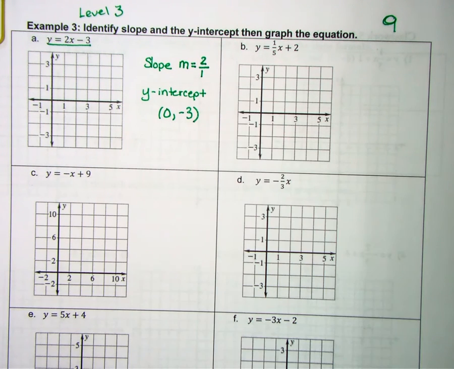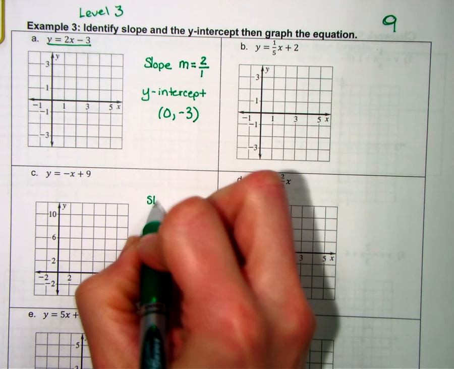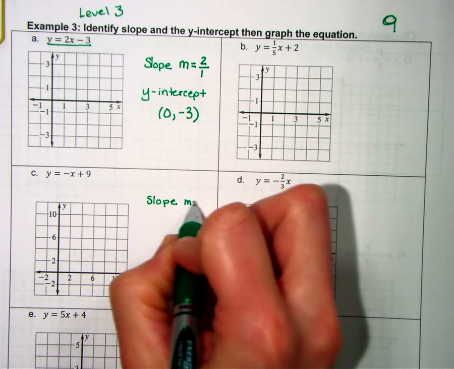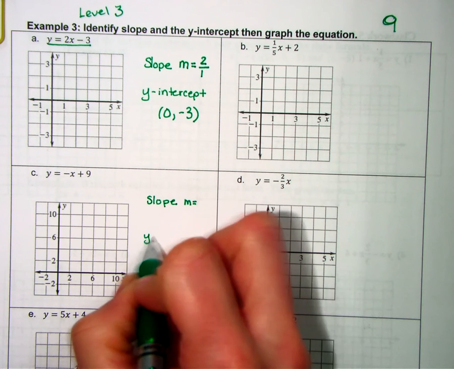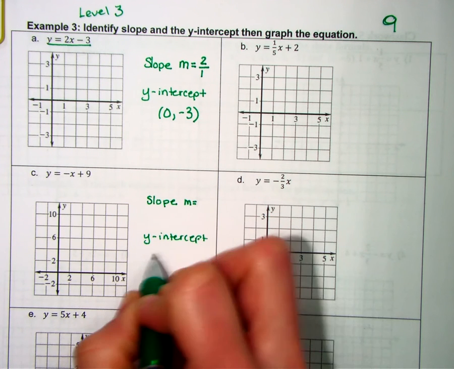Okay, let's practice that again. Just that part. We're not going to graph just yet. Let's practice just that part. So let's go down here and let's find the slope of this line, and let's find the y-intercept of this line.